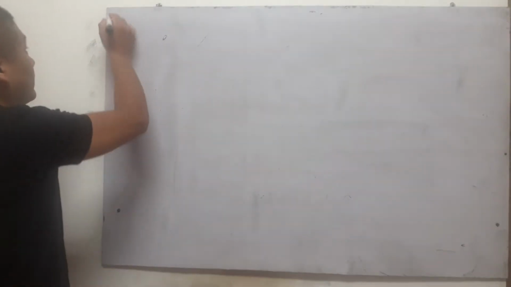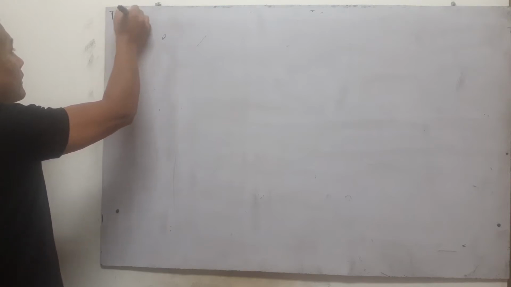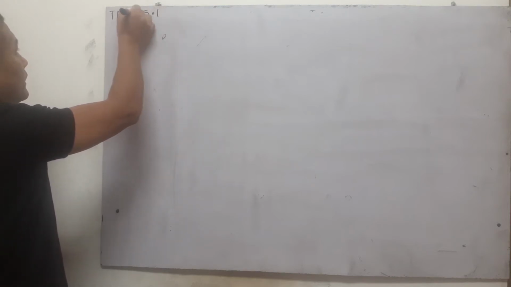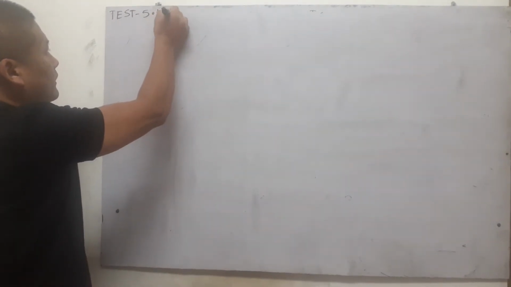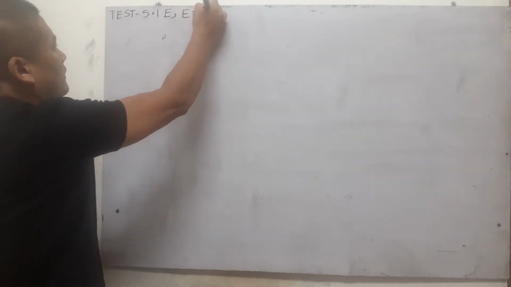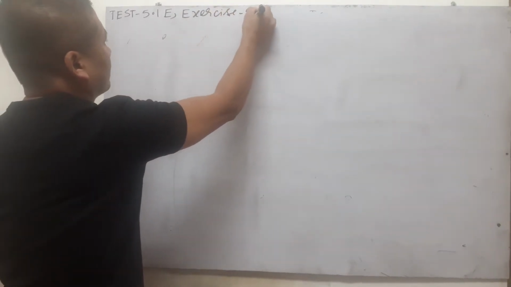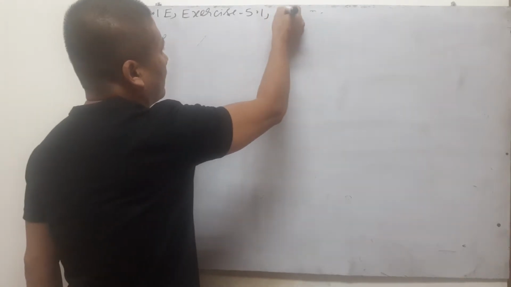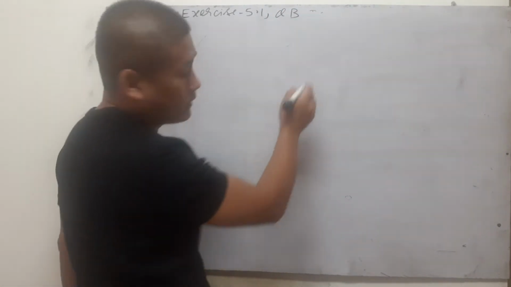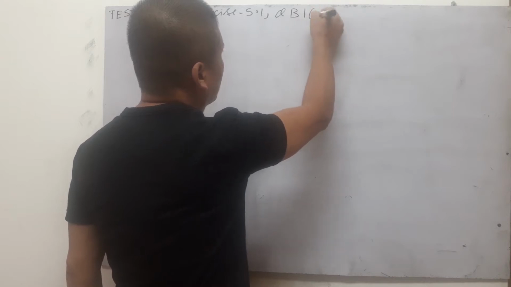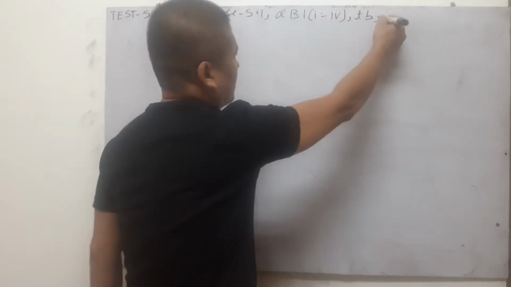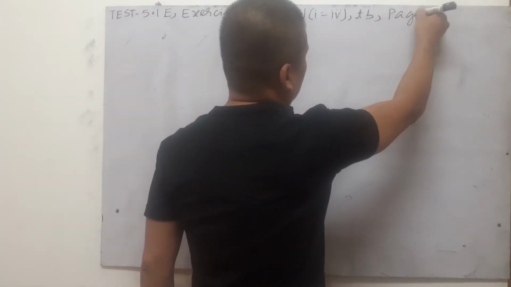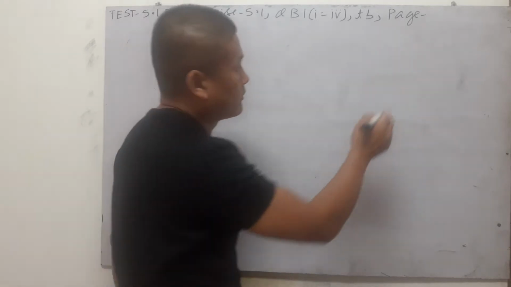Okay, so here the next is, follow me, okay? So here, test 5.1E, okay, 5.1E under your exercise 5.1, question B1. There are 4 questions, so 1 to 4 subheading. We'll find this on textbook page 103.